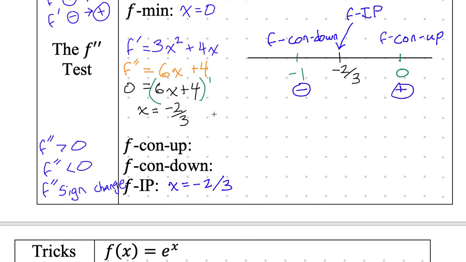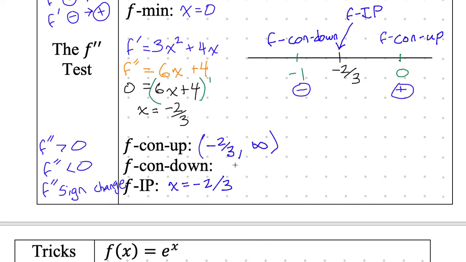Where is the function concave down? On what interval is my function concave down? Or sorry, let's do concave up. Let's start with the beginning. Where is it concave up? Not from 0 to infinity. 0 is a test point. Again, don't accidentally use a test point. Negative 2/3 to infinity.